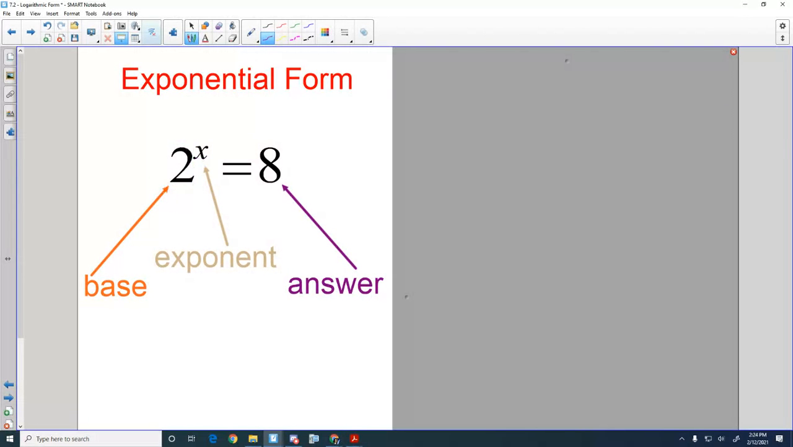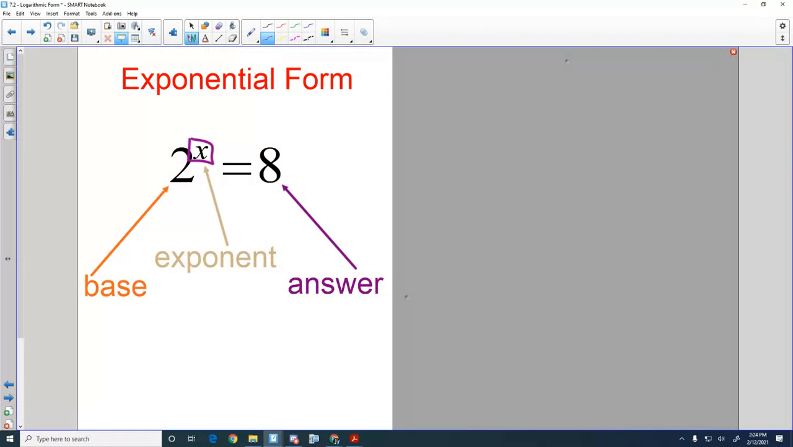Exponents, we know those are always those little numbers written up and to the right of your number, right? We always know where exponents are. We use those for years and years. And then you've got the answer, right? That's whatever this is equal to. 2 to some power equals 8. 8 would be the answer when it's written in this equation form.